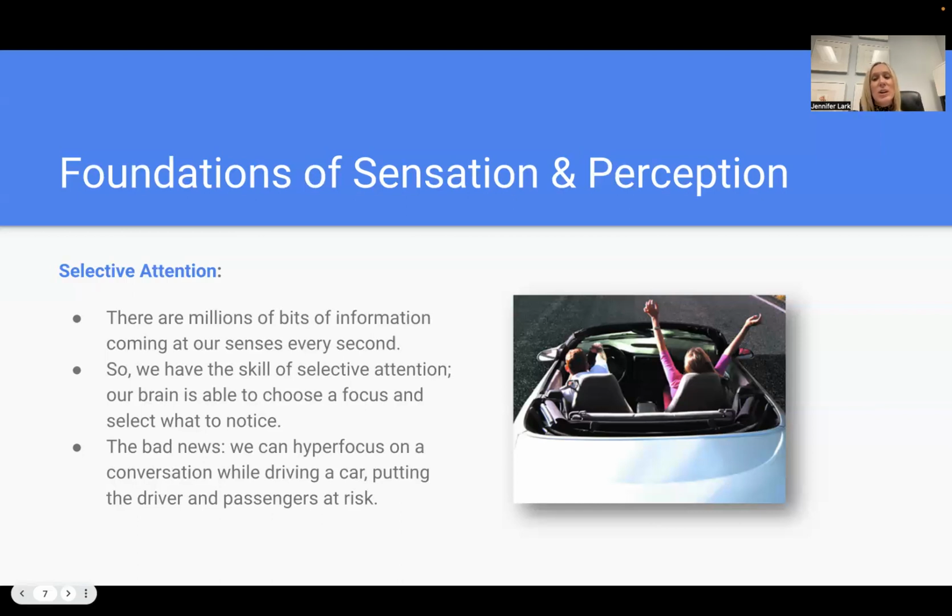So in the example here, if you're riding in the car with your friends, you should be selectively attending to the road and you're driving, but it's really easy to get distracted by an interesting conversation that your friends are having in the car. And so if you choose to selectively attend to that, or even if subconsciously you start selectively attending to that and then you miss what's going on in the road, that can have terrible consequences for you.